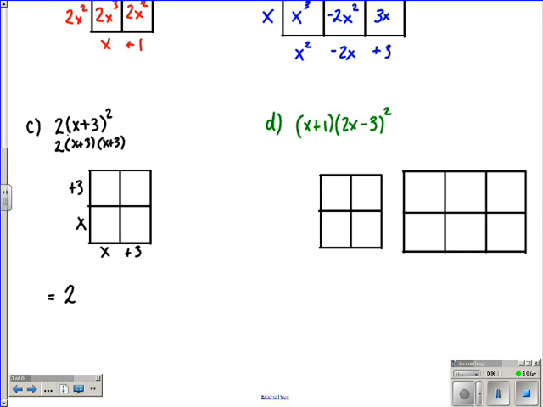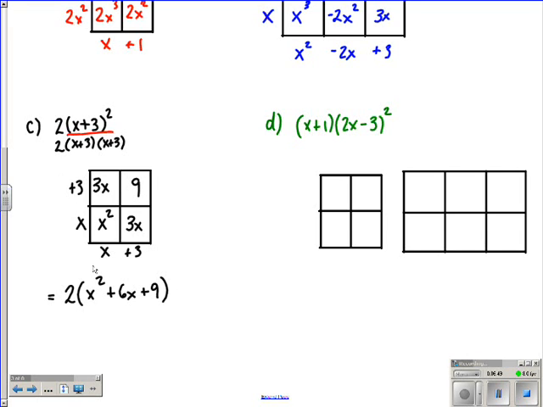So I'm multiplying this right now. x times x is x squared. x times 3 is 3x. 3 times x, 3x. And 3 times 3 is 9. We put all this together, we're going to have still 2 times whatever this is. We're going to say 2 times x squared plus 3x plus 3x would be 6x plus 9.